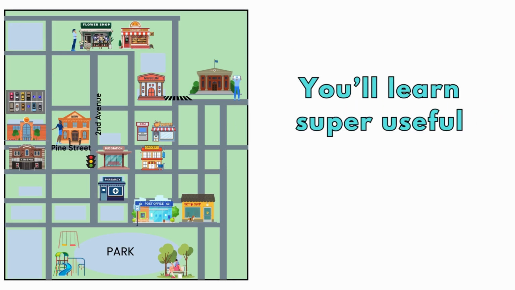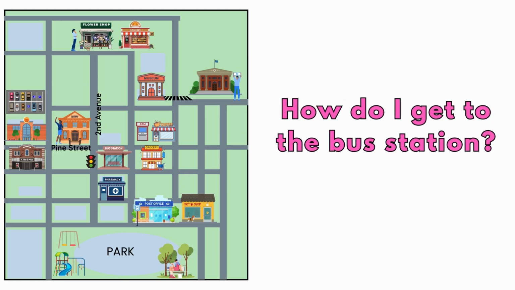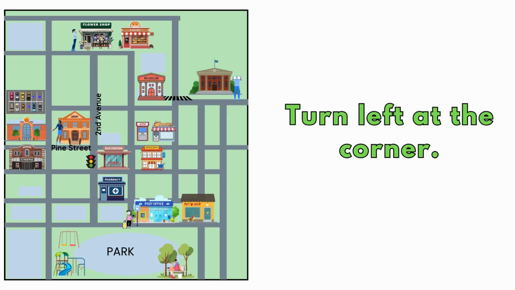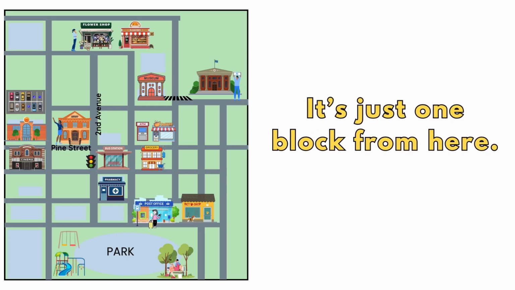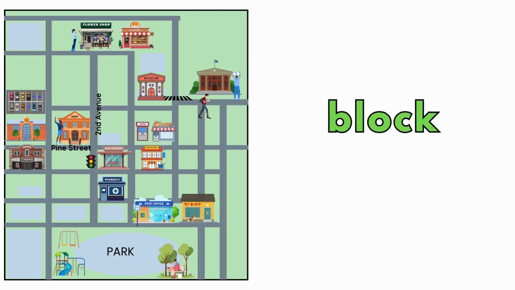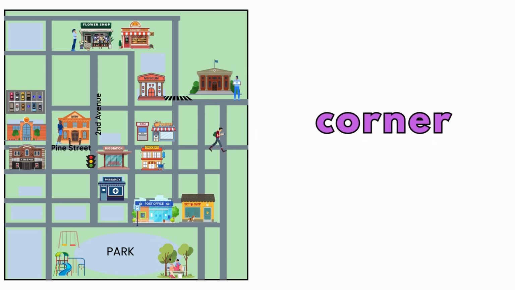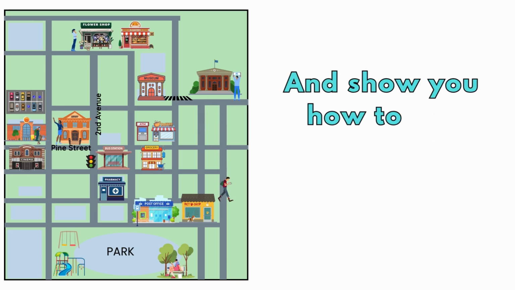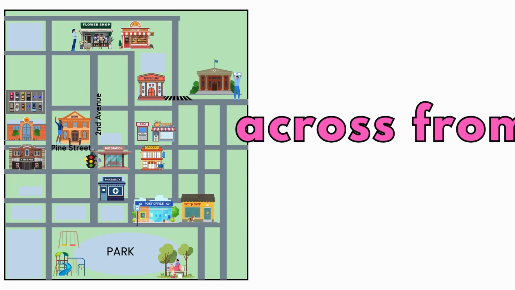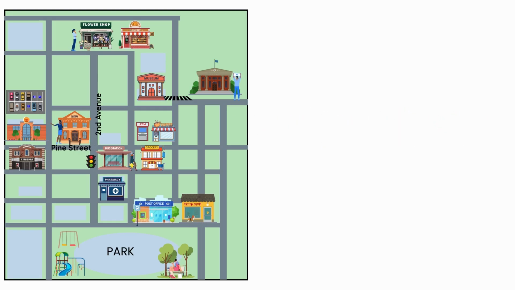You'll learn super useful phrases like, how do I get to the bus station? Turn left at the corner. It's just 1 block from here. We'll break down important vocabulary like block, intersection, and corner, and show you how to use prepositions of direction like next to, across from, and behind.